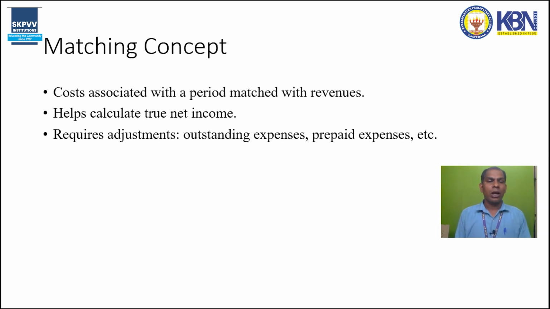Matching concept. Costs associated with a period are matched with revenues. Costs here include all the debit side expenses of the profit and loss account, which must match with all the credit side revenues. Once we compare these debit side expenses with the credit side incomes, we match them. That is called matching. It helps to calculate a true net income.